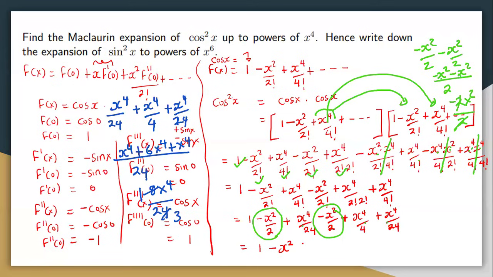So that means that I'm going to have plus x power 4 out of the 3, then plus other series that can come after. So that is how you simplify up to the power of x power 4.